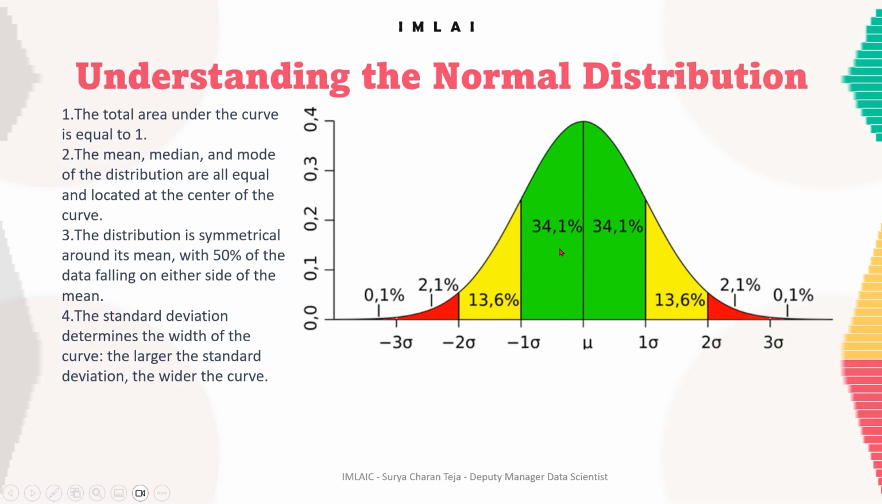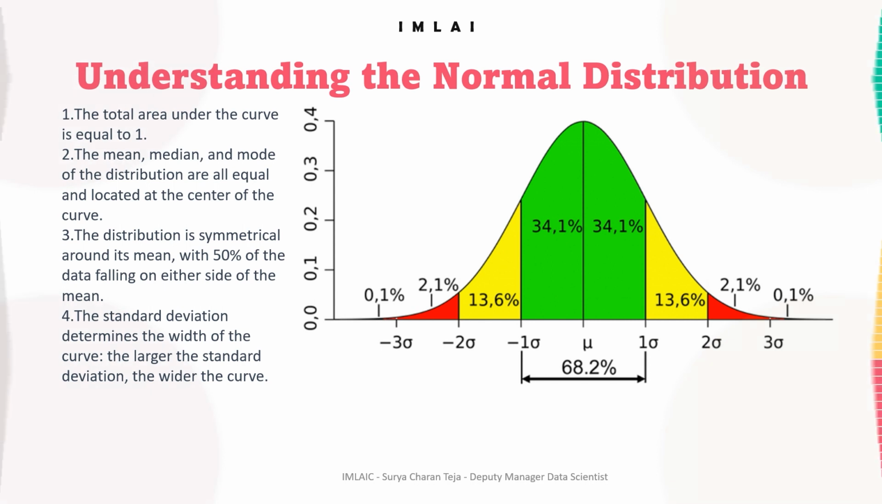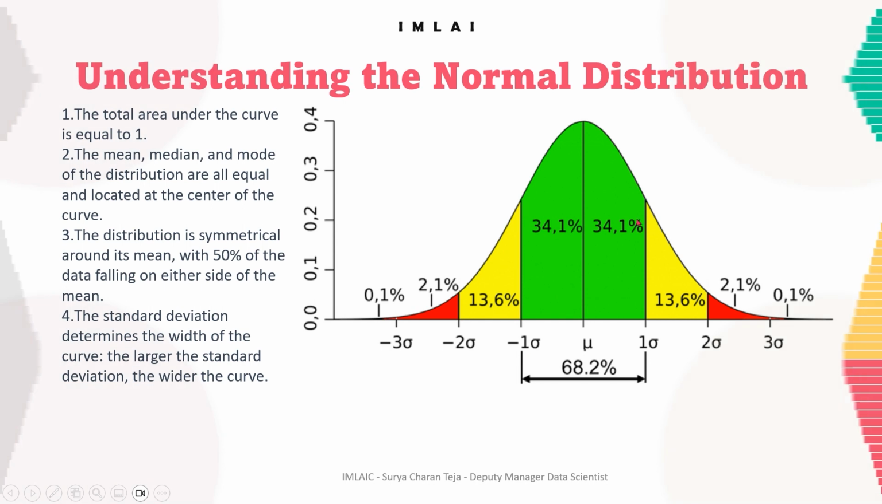approximately 68% of the data falls within one standard deviation. How much is that? 68.2 percent, or 68 percent. You see that this is the mean, this is one standard deviation plus and one standard deviation minus, and in between, how much of the data is falling?